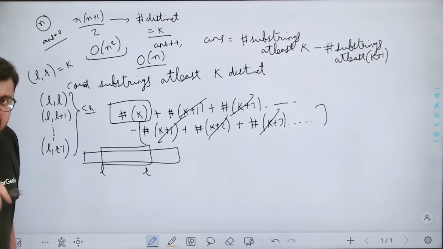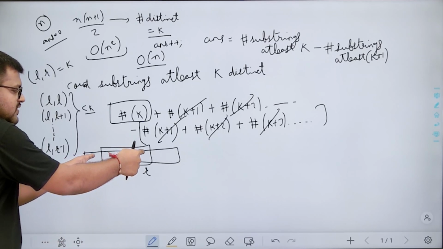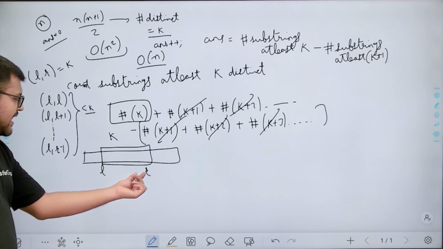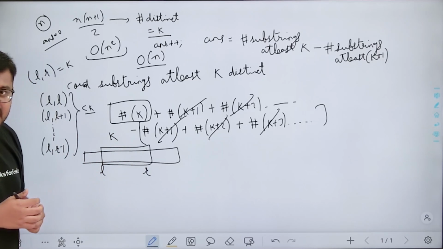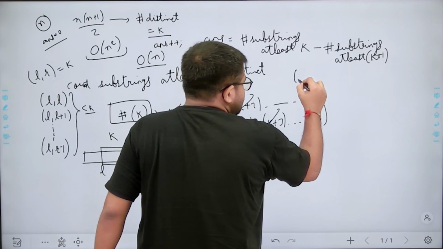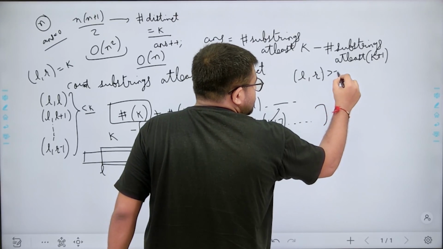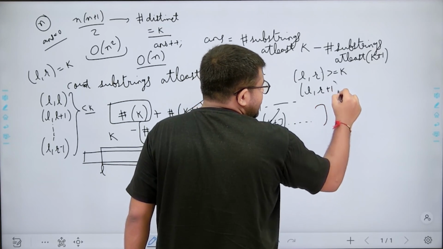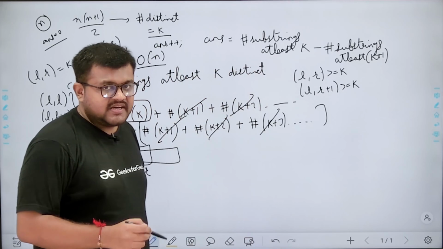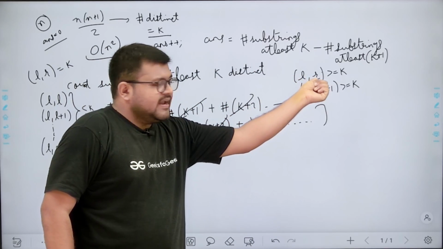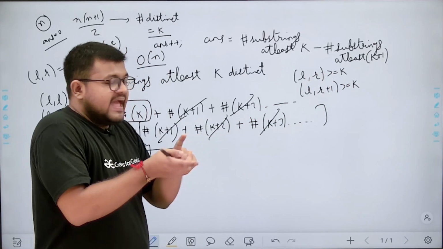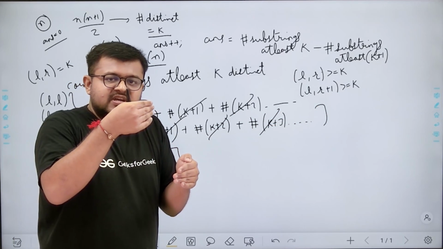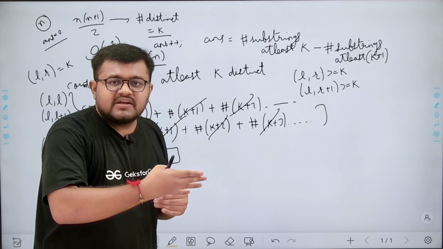So R is the first ending index for starting index L where the number of distinct characters in this substring is k. So if starting with index L, R is the first index such that this substring has k distinct characters, then can I say the substrings starting with L and ending at R have at least k distinct characters? Yes. Can I say the substring starting at index L and ending at index R plus 1 will have at least k distinct characters? Yes, because adding one more character, the R plus 1 index character, the number of distinct characters will either remain the same or increase, right?